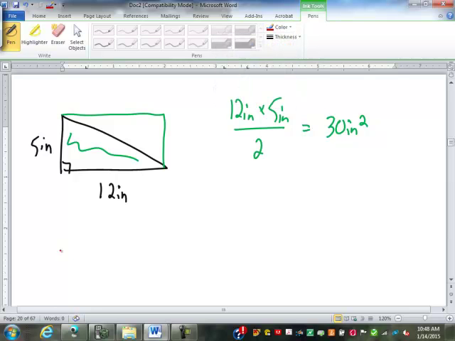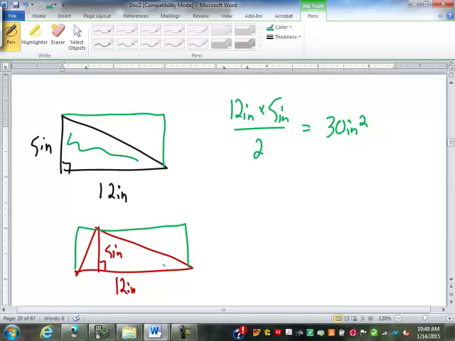And of course, it's not always a right triangle. It could look like this, where this is 12 inches, this being 5 inches. It is still half of that whole rectangle. This part's half of this piece, and this part's half of this piece. It is still 30 square inches.